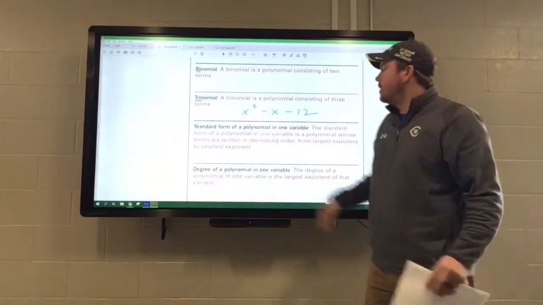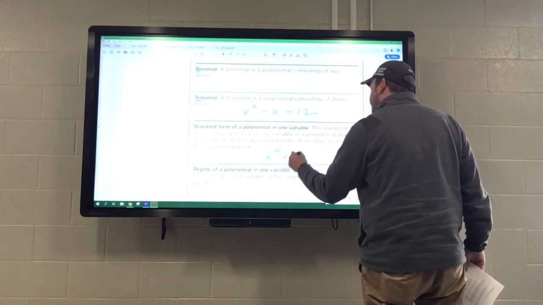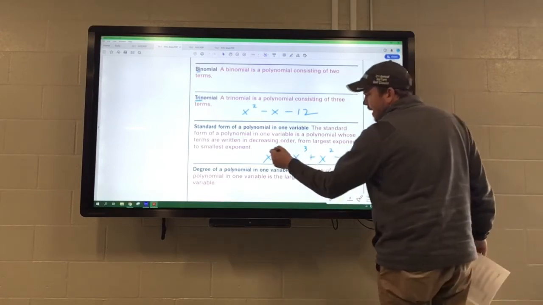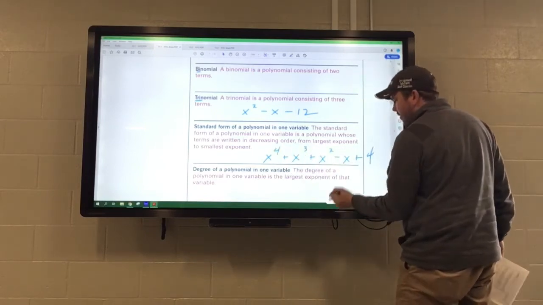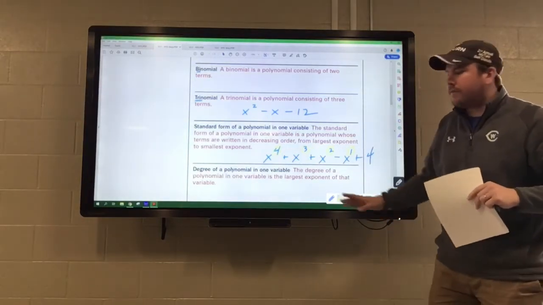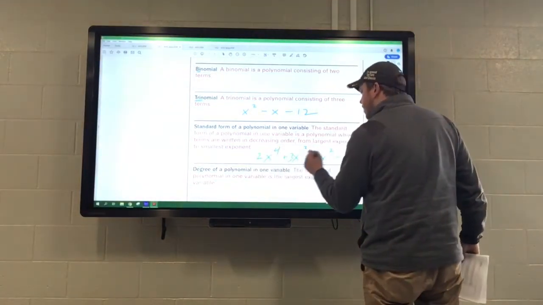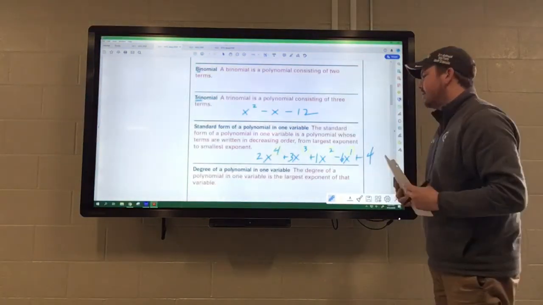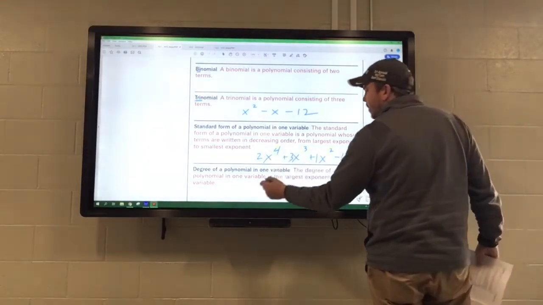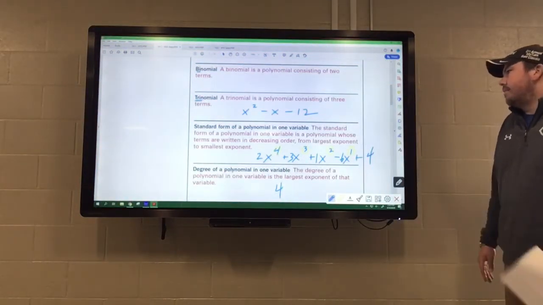If they ask for a polynomial in standard form, you need to make sure that the exponents are in descending order. So what you should notice here is my exponents are going in descending order. All right? So 4, 3, 2, 1. If they ask for standard form, make sure your exponents are going in descending order. It doesn't matter what the coefficient is. All that matters is the exponent. And the degree of a polynomial in one variable, again, it's just the biggest exponent, so the degree of this one would be 4. All right, a lot of vocab there, a lot of vocab.